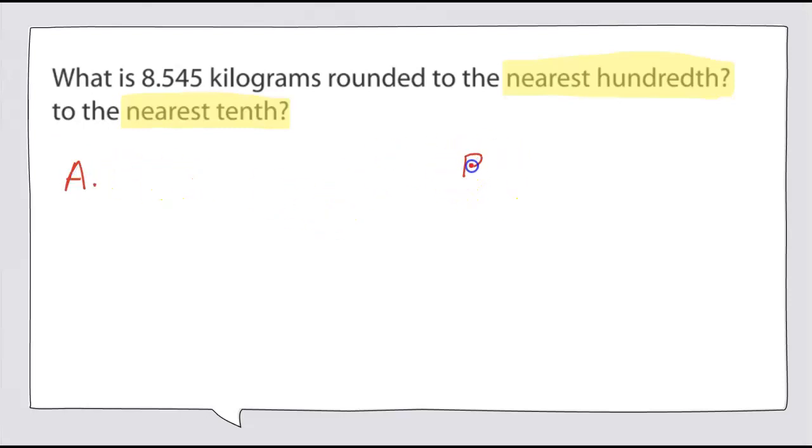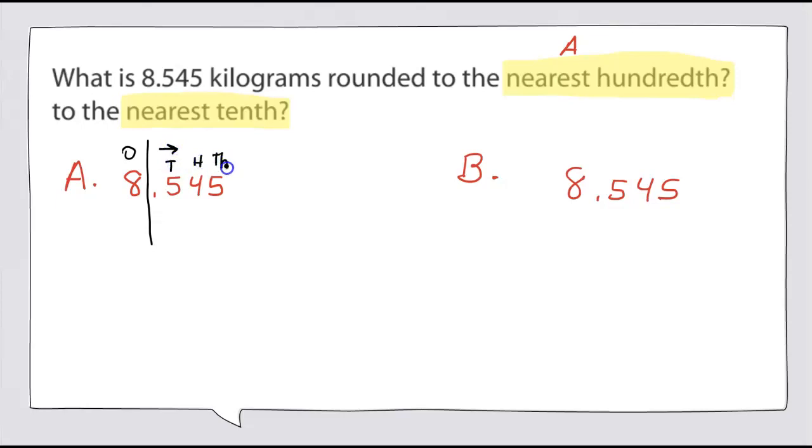So I always like to rewrite the number 8 and 545 thousandths. I'm going to go ahead and do it for both so I don't forget. And now I'm going to look at part A. Nearest hundredth. Okay, so I'm going to underline the digit in the hundredths place. Remember, this is our ones. This is a whole number. Then on this side are parts of a whole. So we've got our tenths, our hundredths, and our thousandths. Okay, so we're looking for the nearest hundredth. We're going to underline the digit in the hundredths place.